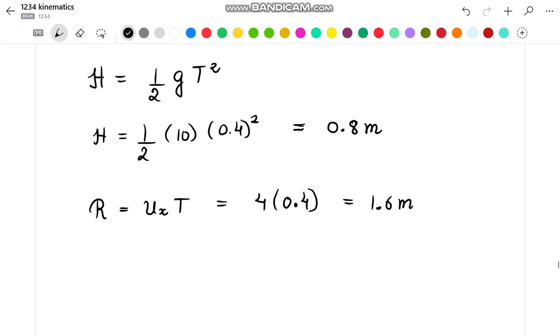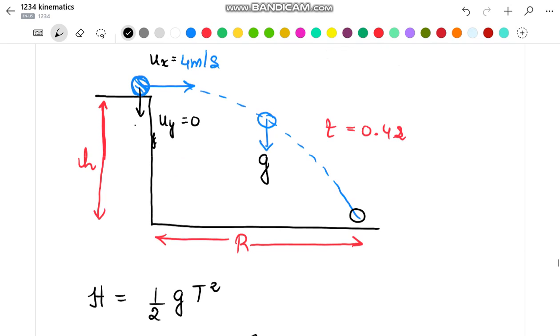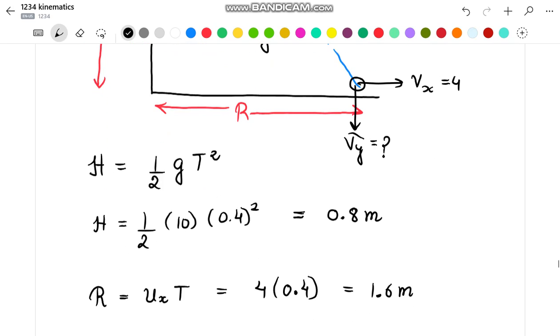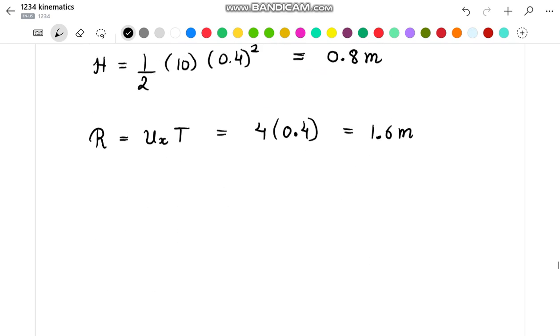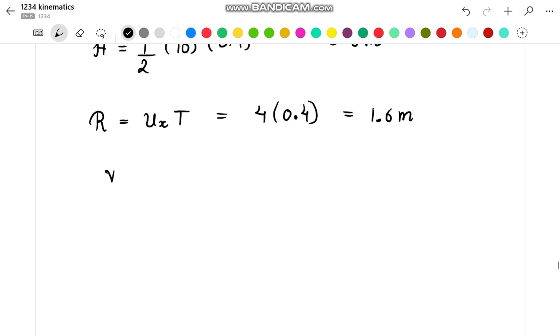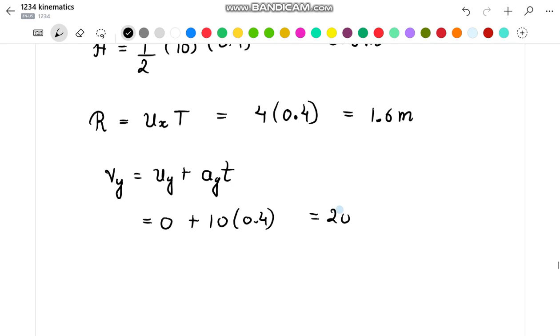Now as for the final velocity in y direction just before collision, I have to find this value of final velocity in y direction. The value of velocity in x direction will be equal to 4, since the x component of velocity will remain constant. I have to find the value of Vy. The value of Vy can be found by using the first equation. Substituting the relevant values, we get the value of Vy to be equal to 4 meter per second.